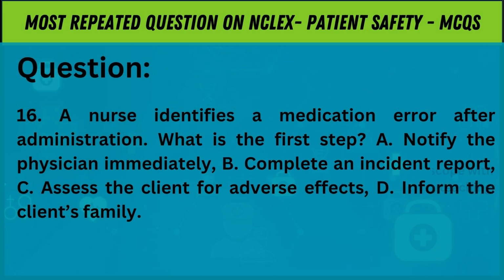16. A nurse identifies a medication error after administration. What is the first step? A. Notify the physician immediately. B. Complete an incident report. C. Assess the client for adverse effects. D. Inform the client's family.